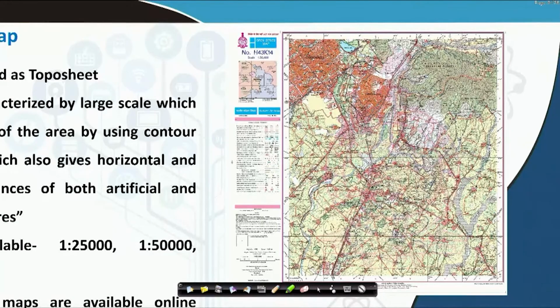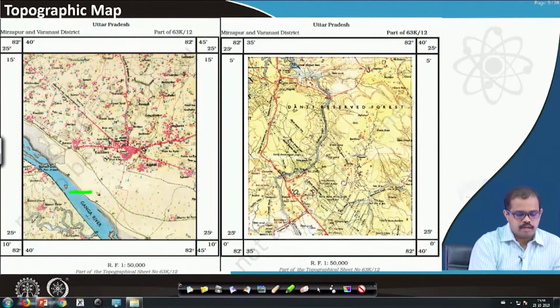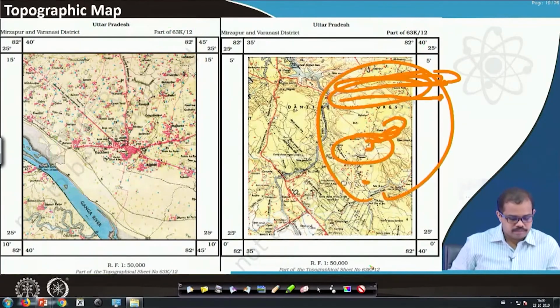Now just to give you some more examples of different maps, this is a map of Mirzapur and Varanasi district, and you can see all the details very clearly. You can see the part number as 63K12. This is representing a 1:50,000 map. Then you have this representing Mirzapur and Varanasi district. So this is again 63 K12, that is, the sheet number is again 63 K12. So you can see these are topographic maps representing different regions.